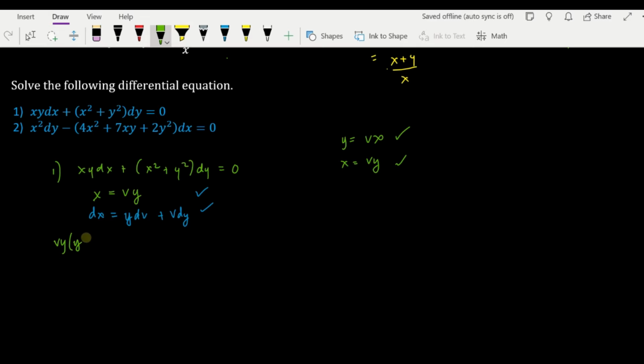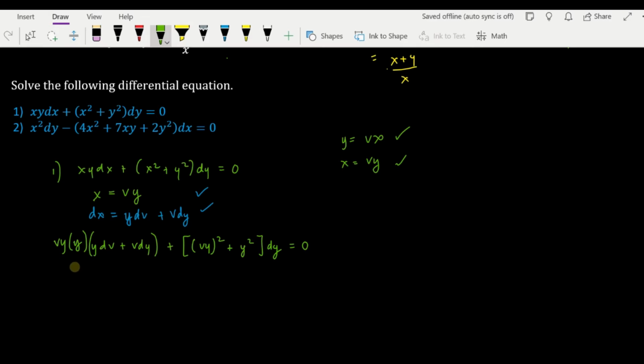Wala, copy lang yan. And then dx. So, that is y dv plus v dy. Okay? Plus, again, the value of x is vy. So, vy squared plus y squared dy equals 0.